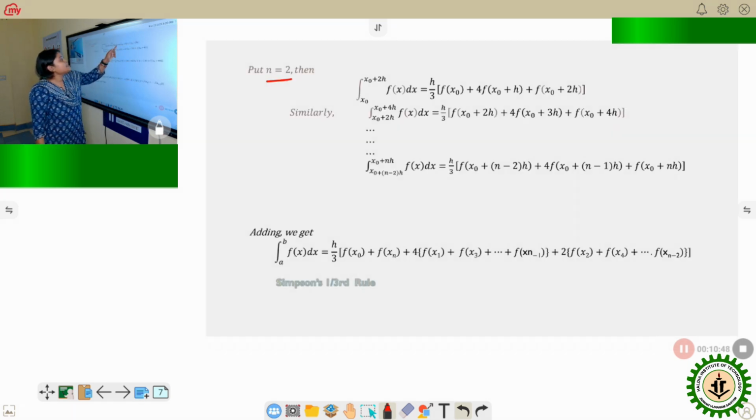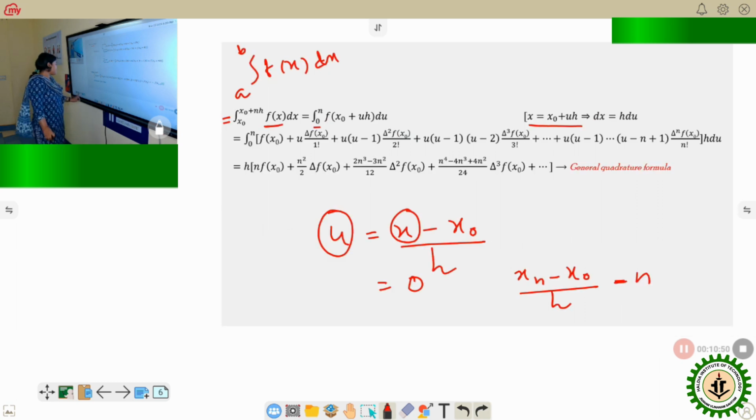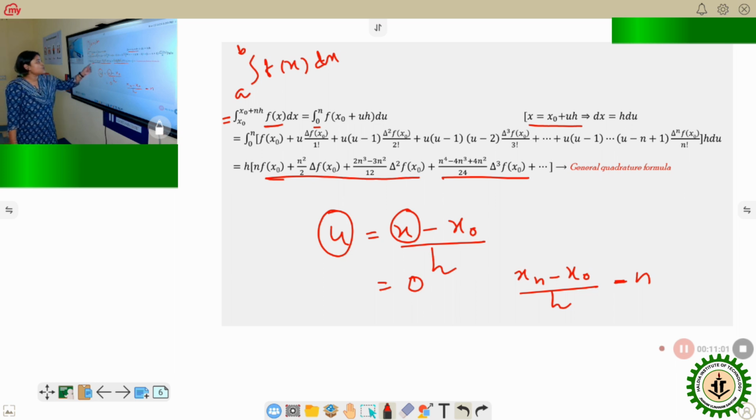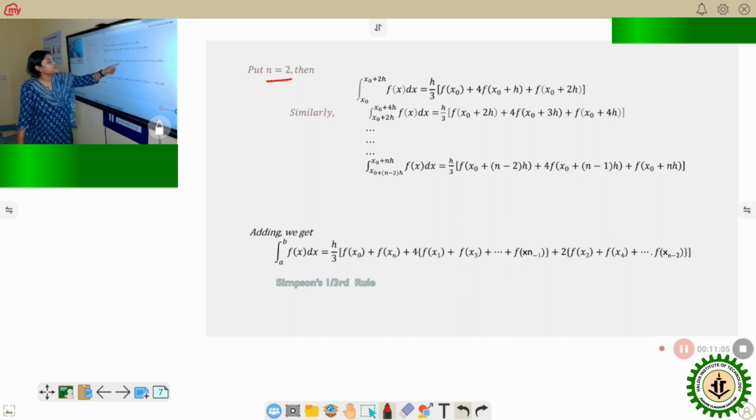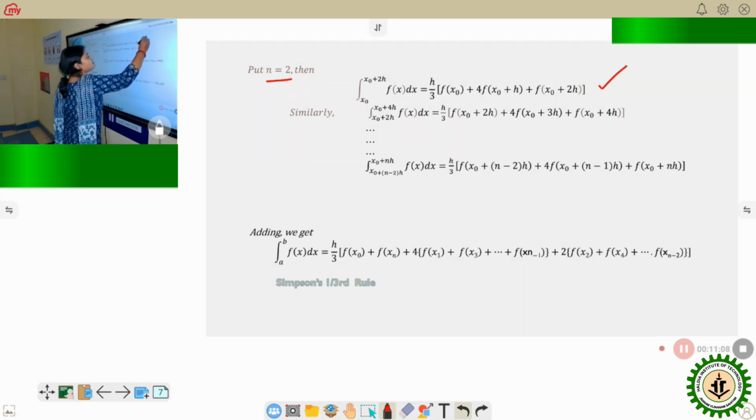So in this case, I am getting up to second order, up to this order. When we put n equal to 2, all other terms we will neglect in the case of Simpson's one-third rule. So after putting n equal to 2 here, we will get this type of thing. We will get this value.